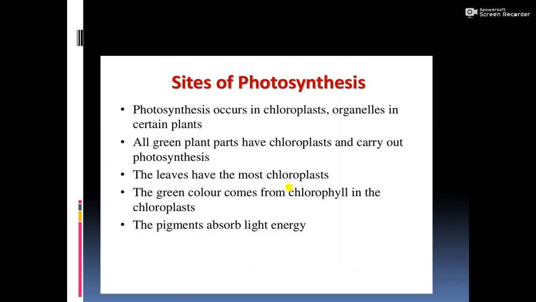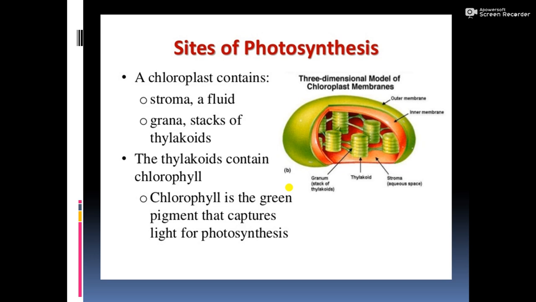Sites of photosynthesis. Photosynthesis occurs in chloroplast organelles in certain plants. All green plant parts have chloroplast and carry out photosynthesis. The leaves have the most chloroplast, and the green color comes from the chlorophyll in the chloroplast. The pigment absorbs light energy. That's why chloroplast is important to do photosynthesis.